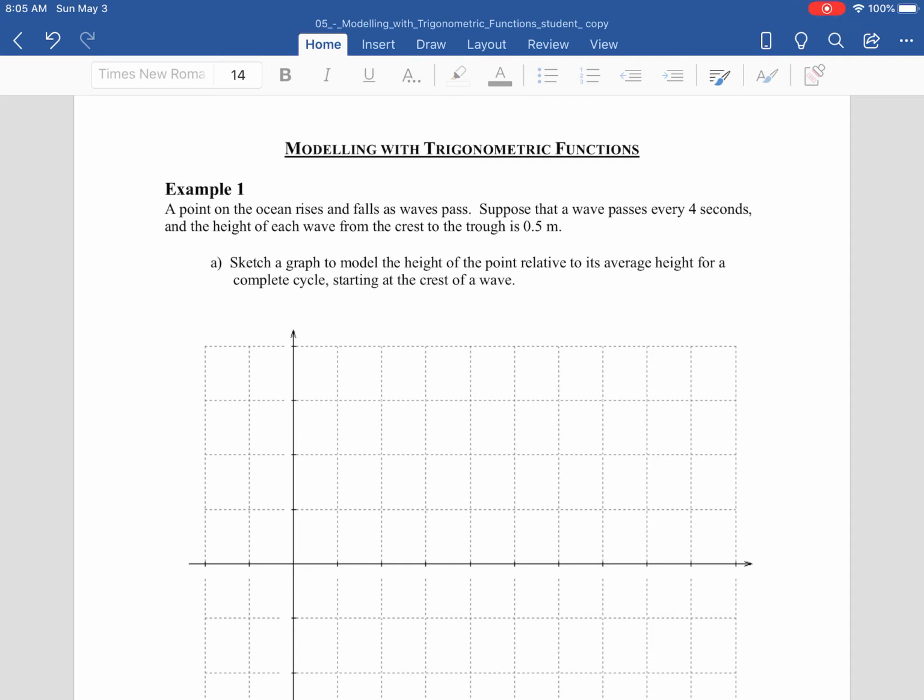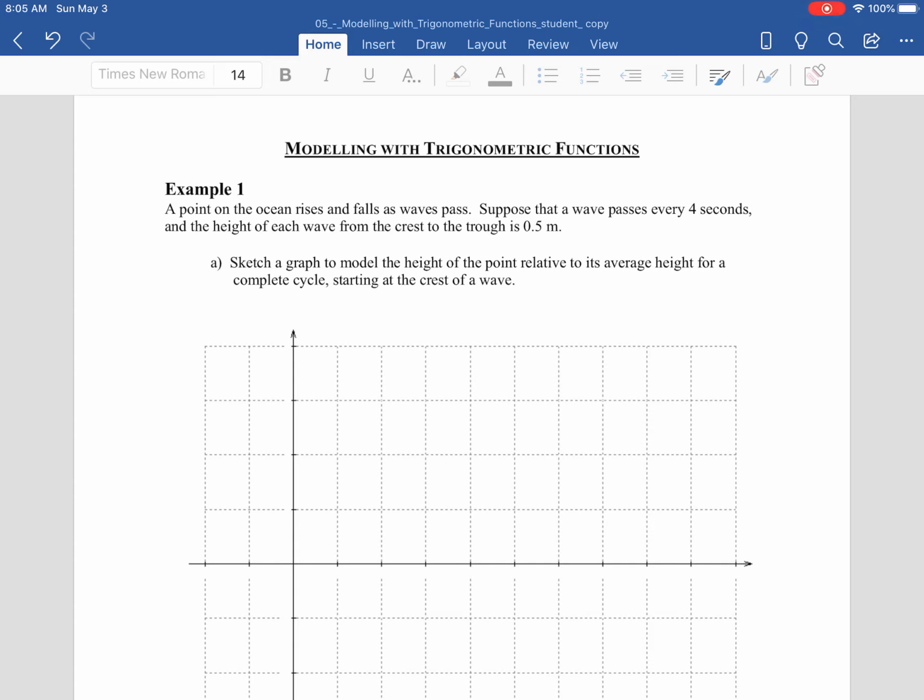These opening examples are just meant to be very familiar and get you used to how these equations can be used to model real life situations. So we start off with a very simple one. A point on the ocean rises and falls as the waves pass. If you want to visualize it, you can picture a bird, like a duck, sitting in the ocean, and the waves are going up and down, and this duck is moving up and down with the waves as they go past.